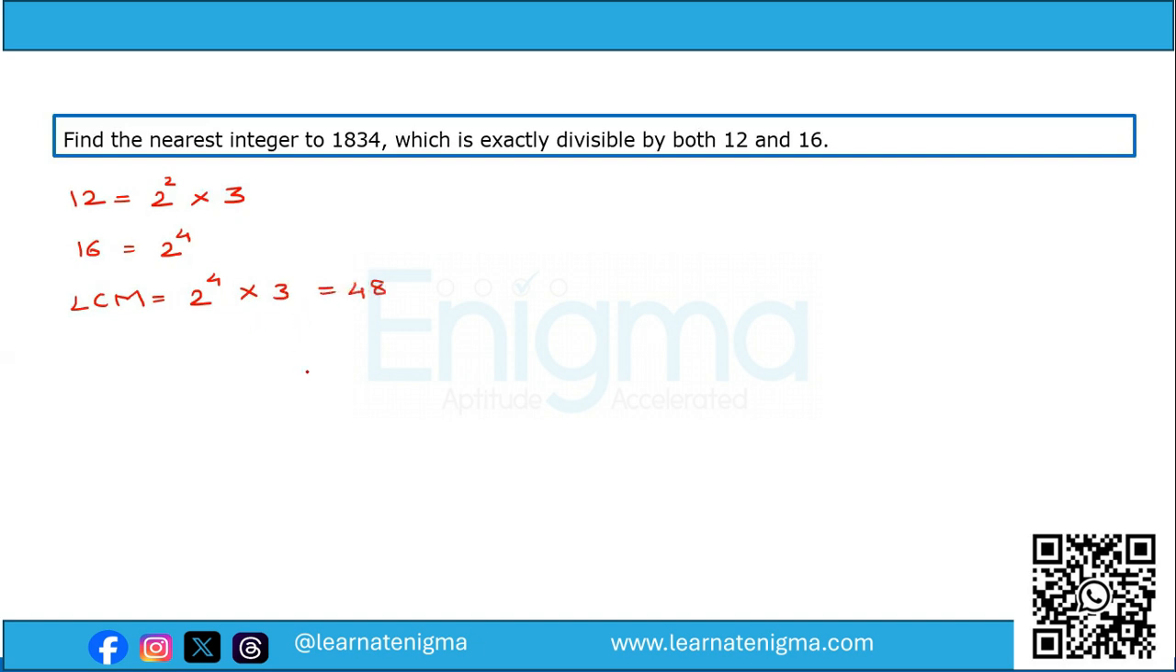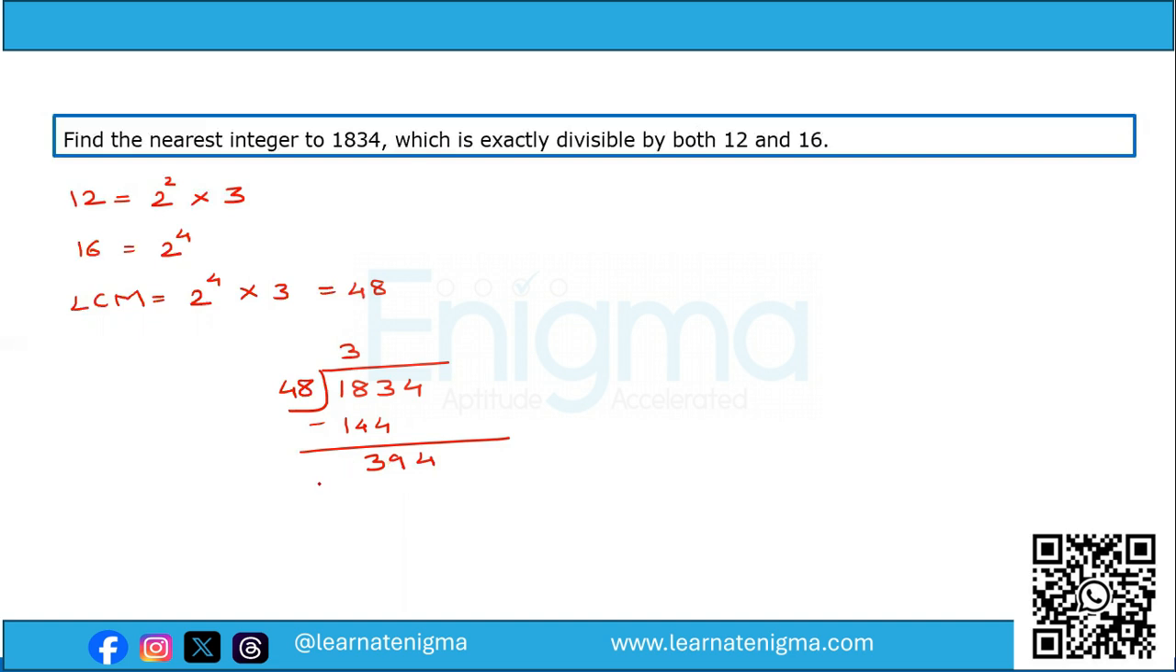Now let's divide the given number 1834 by 48. So 1834 divided by 48. Let's multiply this by 3. So 48 into 3 we have 144. So if we subtract 183 minus 144, you have 39. We can bring down the 4, so we have 394.